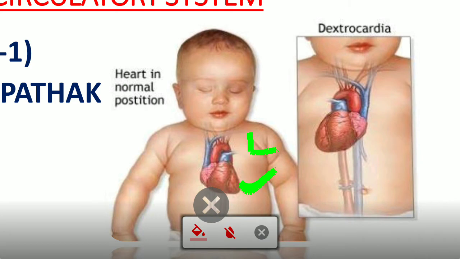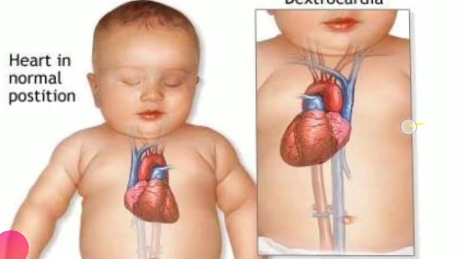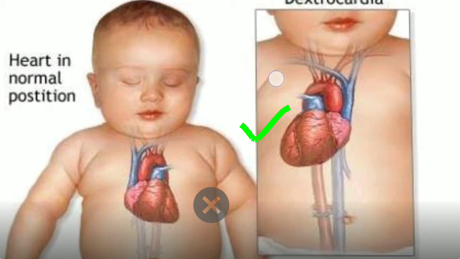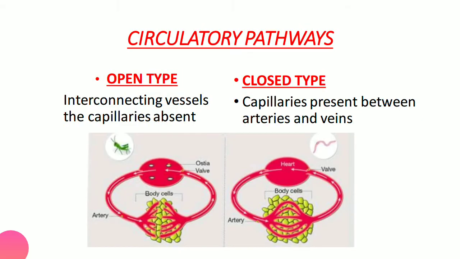So we can say the heart is located on the left side. But what happens in dextrocardia? The baby is born with a heart which is a little bit tilted towards the right side. Understood? This condition is known as dextrocardia. It was just a purpose to introduce a new term. Now coming to the next slide, circulatory pathways.